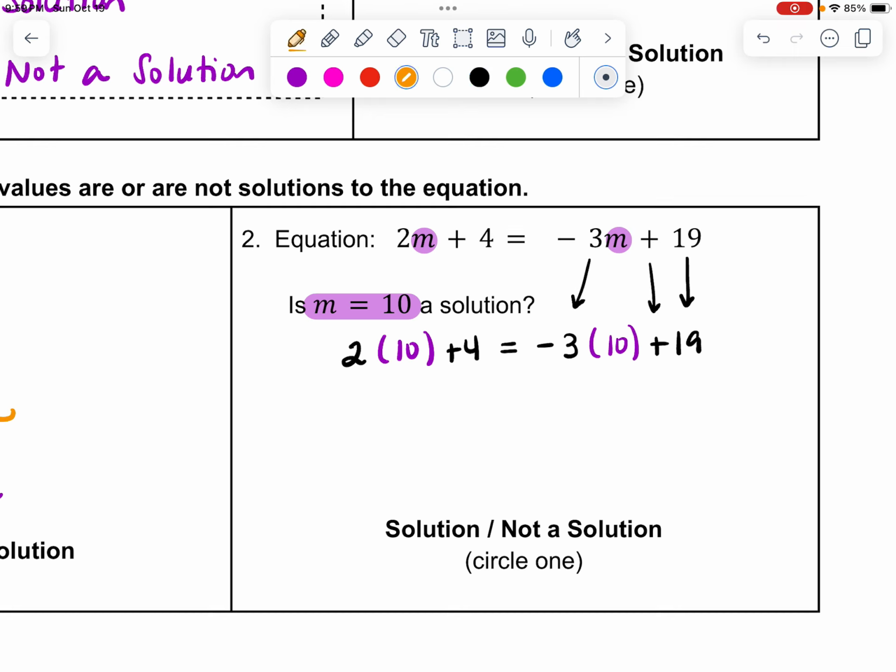Now I'm going to type in the left side on my calculator. So on my calculator, I'm going to type in 2 parentheses 10 plus 4, and I get 24. On the right side, this time it's not just a number, so I'm actually going to have to type this in. -3 parentheses 10 plus 19 is -11. Well, in this case, these two numbers are not really equal. So because they're not really equal, the number that I just tested is definitely not a solution.